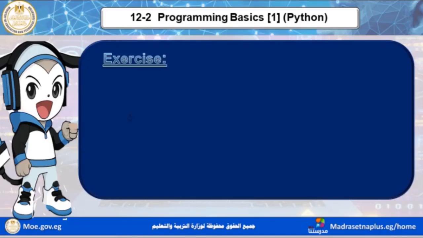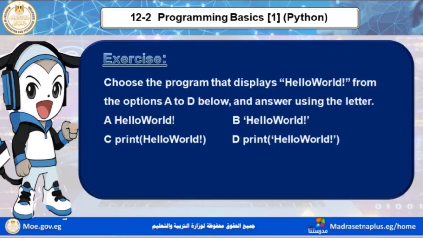Let's have exercise number 1. Choose the program that displays Hello World from the options A to D below and answer using the letter. Item A, Hello World without any printing command. Item B, Hello World inside single quotation. So in item A and item B, we don't have a print command, so they can't be a correct answer.